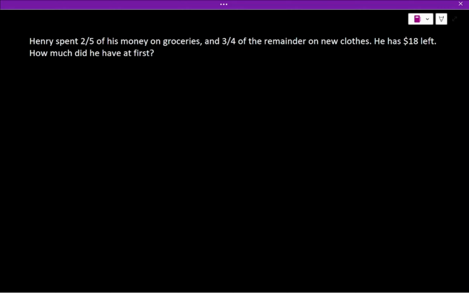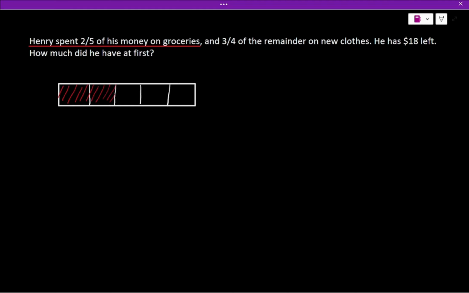Fair enough. So for this part, let's just draw a simple model. We have a bar right here, and we're going to split it into 5 parts. Something like this. So we know that he spent 2/5 of his money on groceries, which means that this part right here is spent on groceries. Alright, not too bad yet.